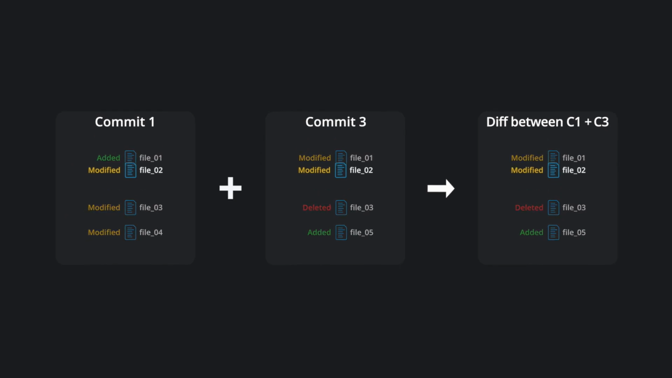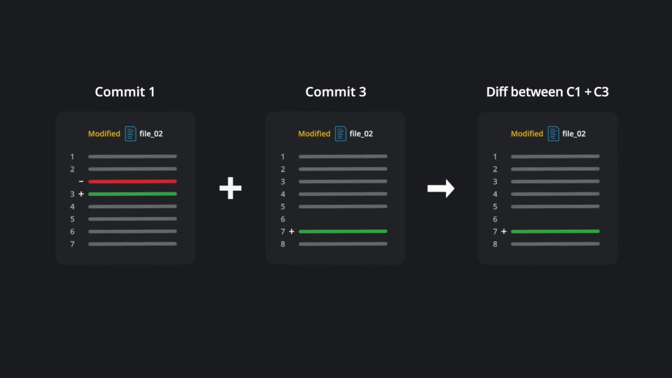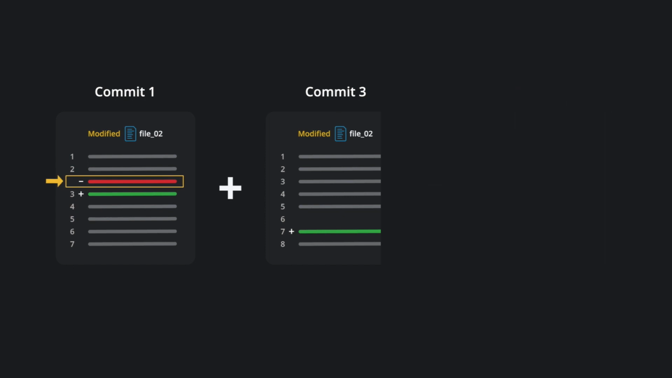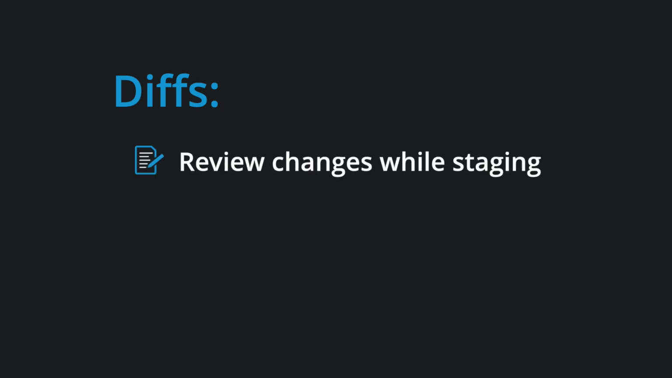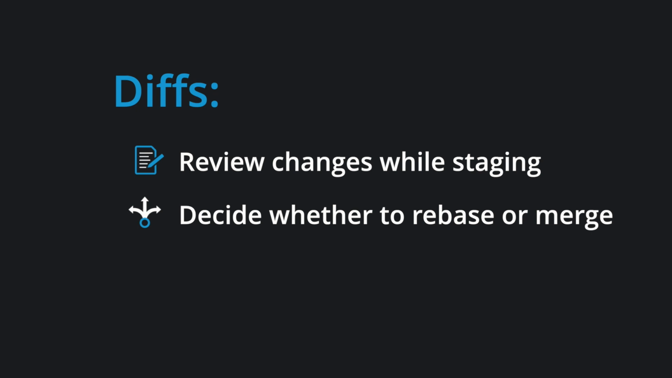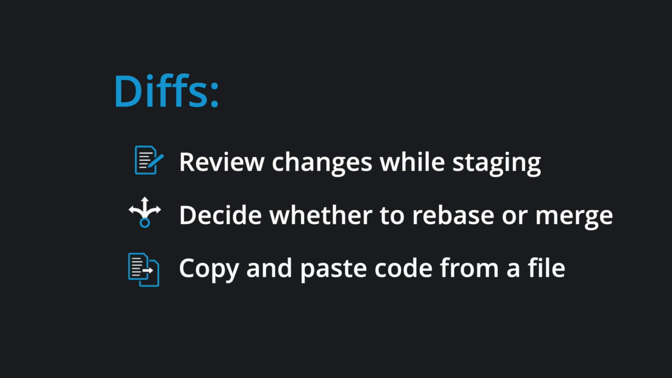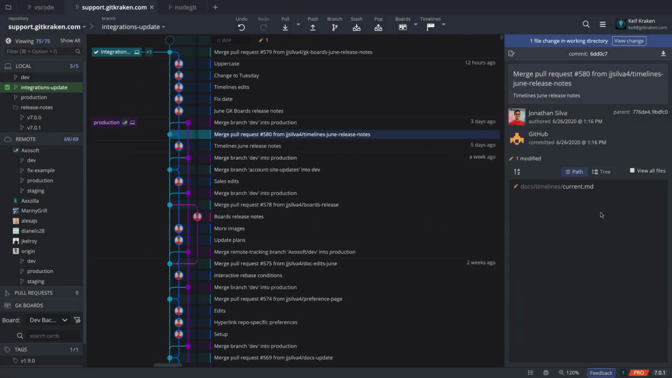As we examine the diff of each file, added lines or text are commonly highlighted in green or denoted with a plus sign, while deleted lines are highlighted in red or denoted with a minus sign. Diffs provide useful information about your repo, which can help you review changes while staging, decide whether to rebase or merge, or just copy and paste code from a file. Let's see how this works in GitKraken Git GUI.